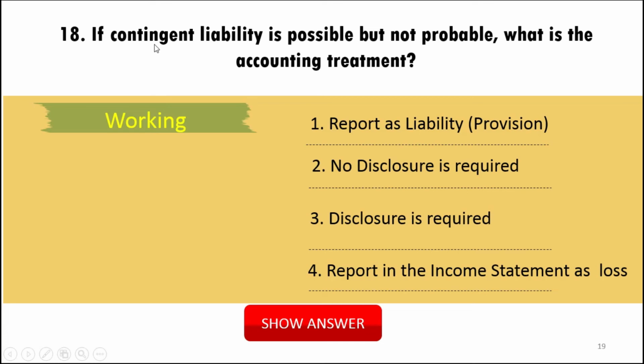The next question is, if a contingent liability is possible but not probable, what is the accounting treatment? There are some treatments about the contingent liability, you may have to read that. We should report it as a liability, or there is no disclosure required, or disclosure is required, or we report it in the income statement as loss. Disclosure is required, we have to disclose them. The correct option is C, the third one, disclosure is required.